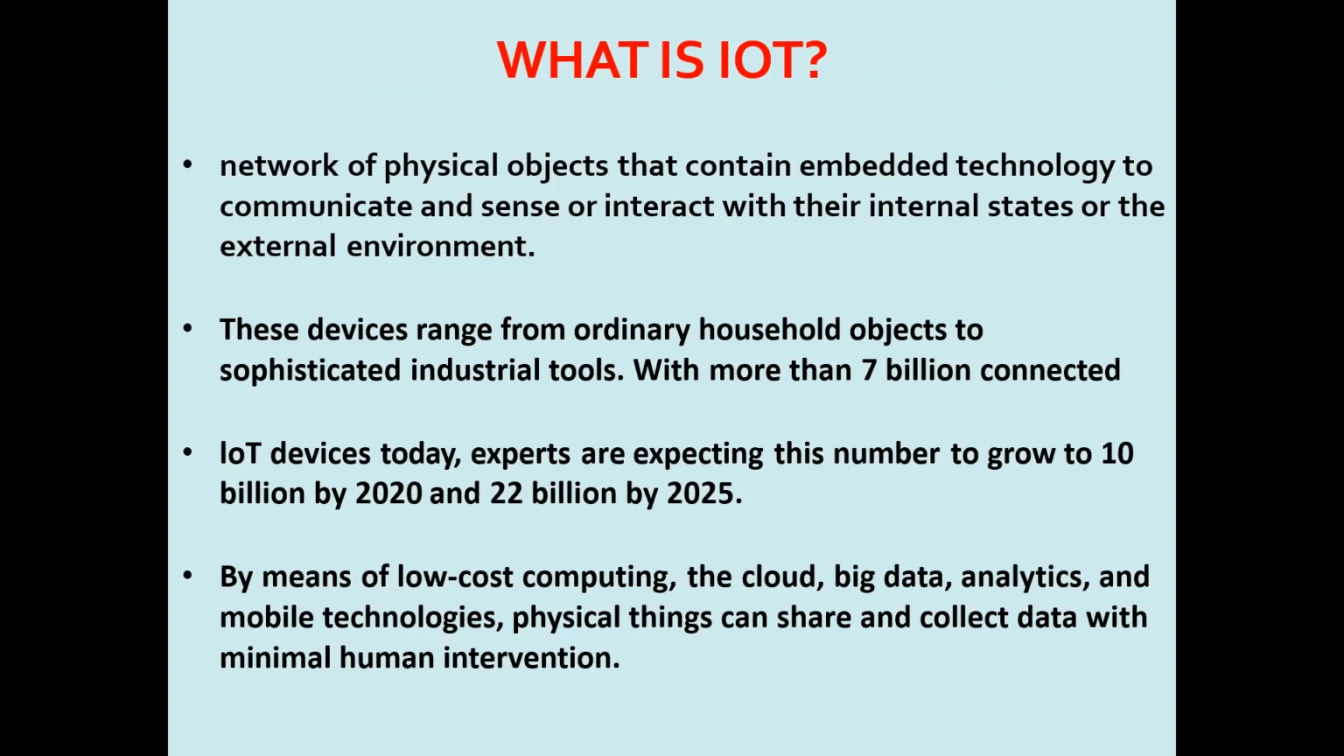IoT is the Internet of Things, which is a network of physical objects that interacts with the external environment. Well, these devices range from 7 meters to 70 meters, which covers all the aspects of household and industry purposes. There are multiple advantages with this Internet of Things. In that, low cost computing, the cloud, big data analytics, and mobile technologies are the major ones. And another special feature with this IoT is that it can share and collect data without any human intervention.